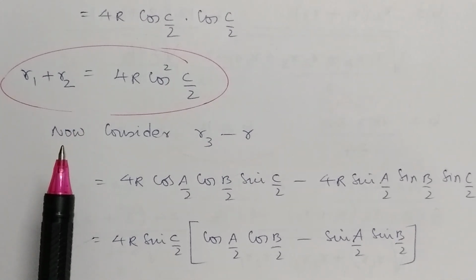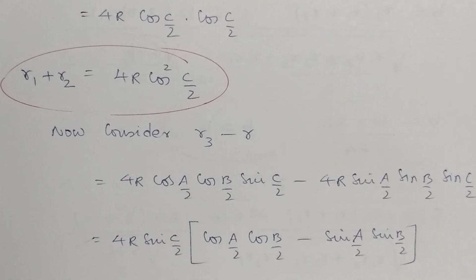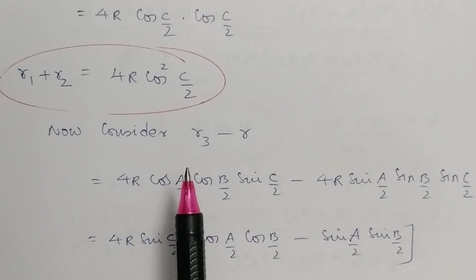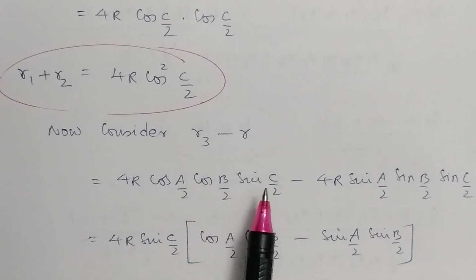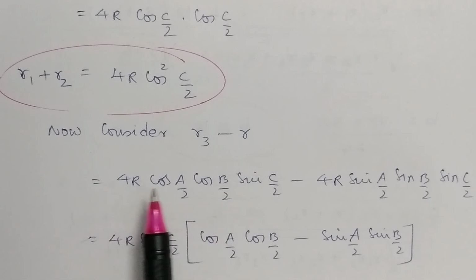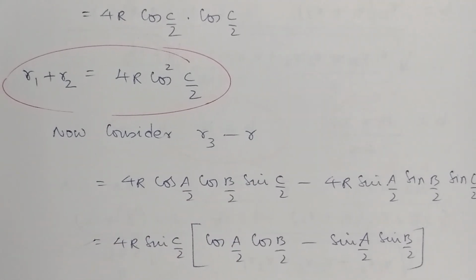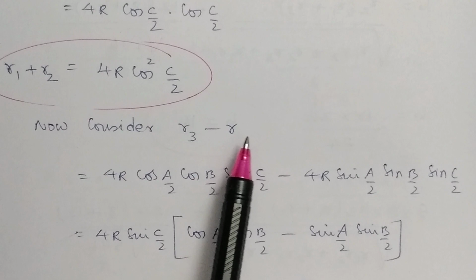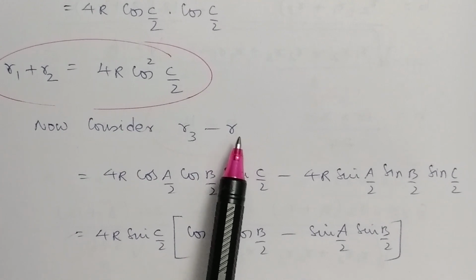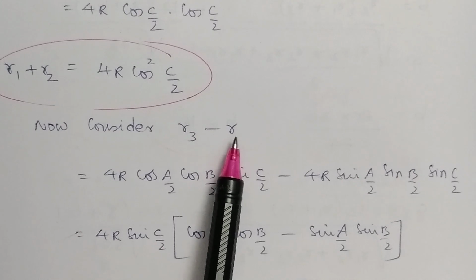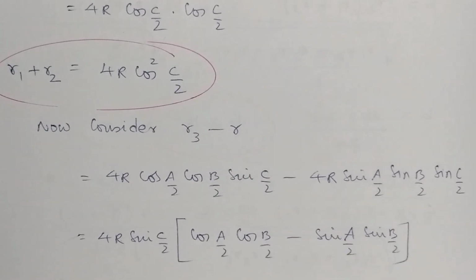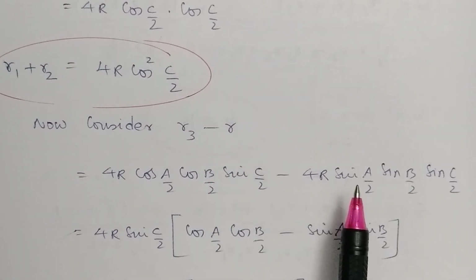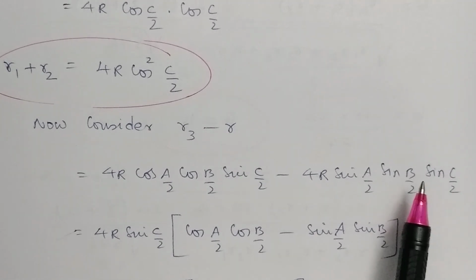Now the second part. Consider R3 minus R. R3, 3 stands for C. So the C term is in terms of sin, and the remaining are in terms of cos: 4R cos A/2, cos B/2, sin C/2, minus R. Here there is no suffix, it is simply R. If it is R, everything is in terms of sin. So the R formula is 4R sin A/2, sin B/2, sin C/2.